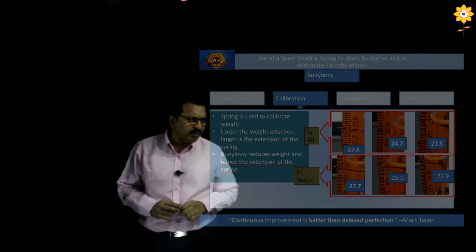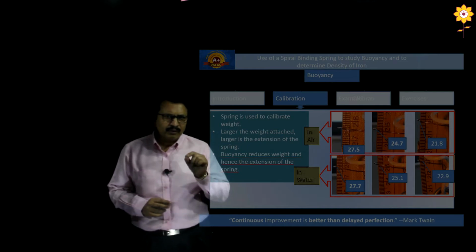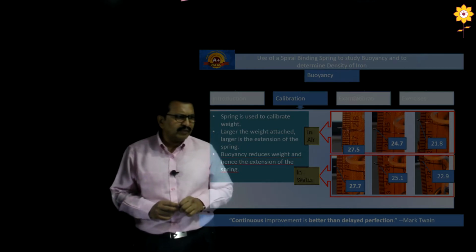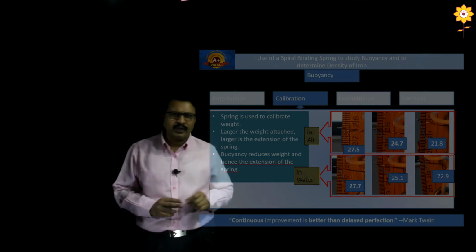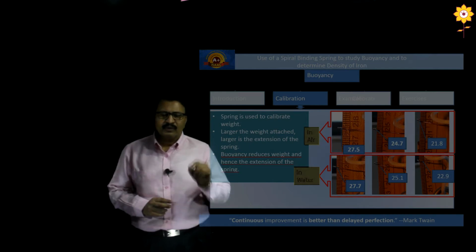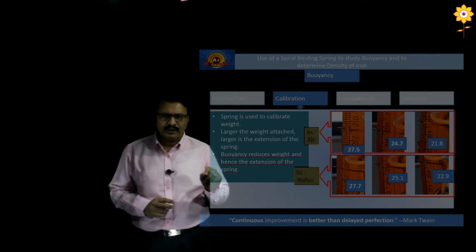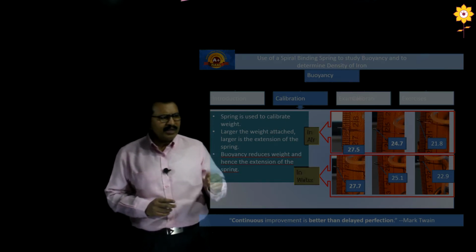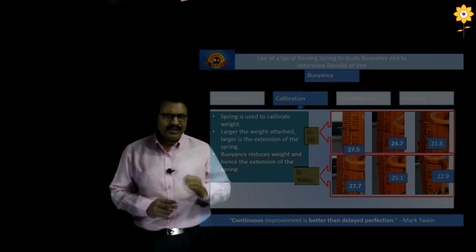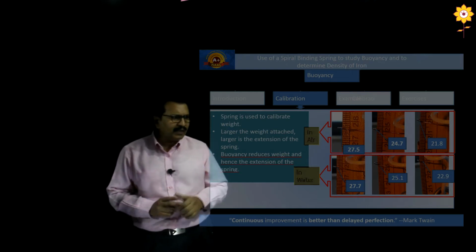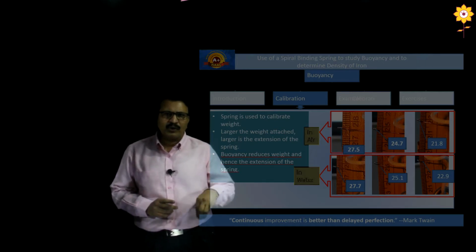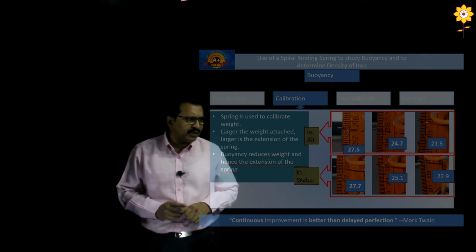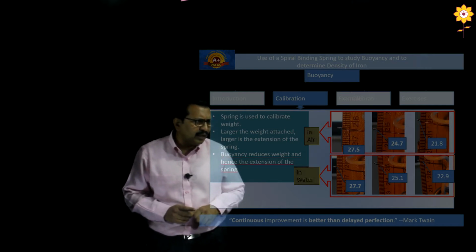The values of the extension are 27.5 for the 70 gram weight, followed by 24.7 for the 120 gram weight, and 21.8, the extension showing on the scale for the 170 gram weight. And similarly for the same weights, 70, 120 and 170, the corresponding extensions when these weights are dipped in water are 27.7, 25.1 and 22.9.